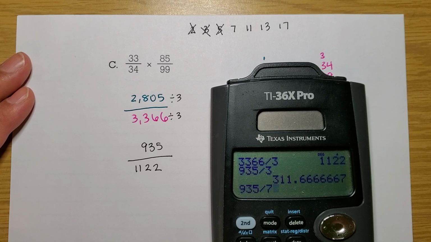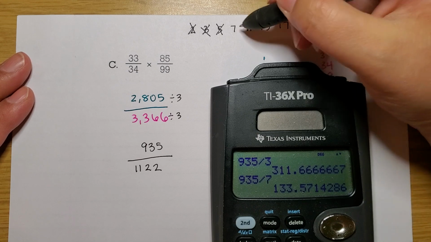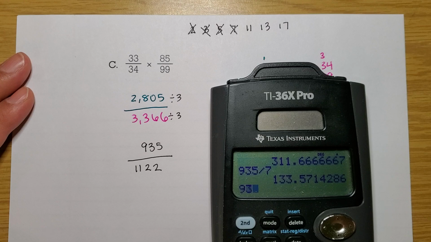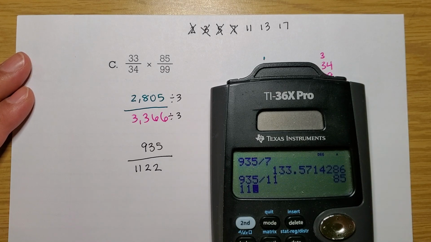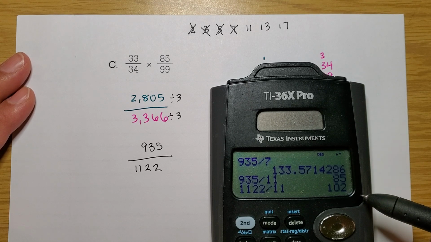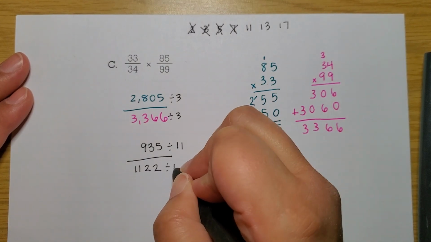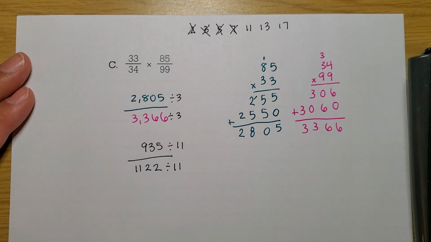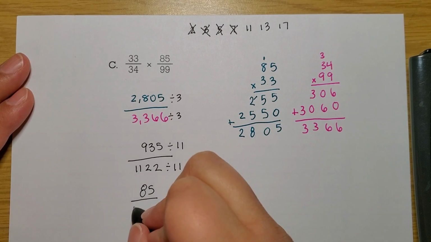935 divided by 7. Okay, 7 doesn't work because it's a decimal. So now I'll try the next number, 11. 935 divided by 11. Okay, that one worked because we got 85 in the end. So now let's see if 11 also works in the bottom. 1122 divided by 11. Oh, sweet, it also works in the bottom. So we can divide the top and bottom by 11. And that gave me 85 up top and 102 in the bottom.